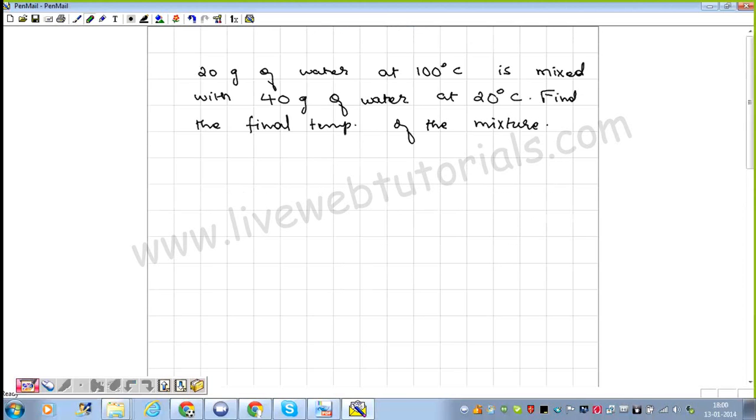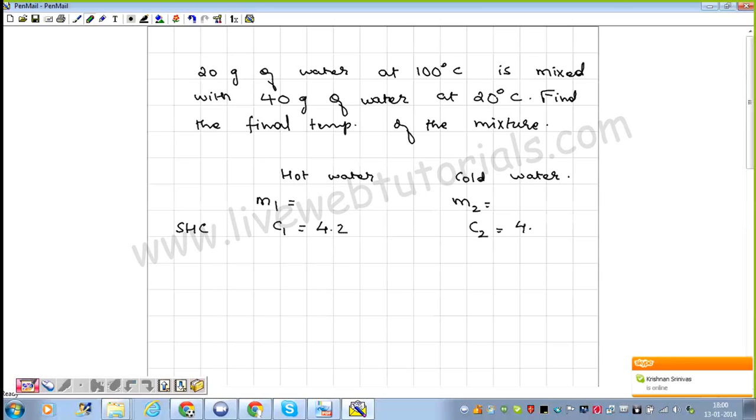Yeah, just read this sum. 40 grams of water at 100 degrees Celsius is mixed with 40 grams of water at 20 degrees Celsius. Find the final temperature of the mixture. Now I'm taking first over here hot water on one side, cold water on another side. Correct? Mass I will take this as M1. Here mass I will take this as M2. Specific heat capacity C1 and C2. In both the cases it is water only. So both the values will be same. That is 4.2 joules per gram degrees Celsius.